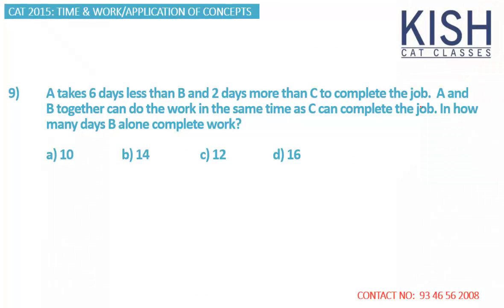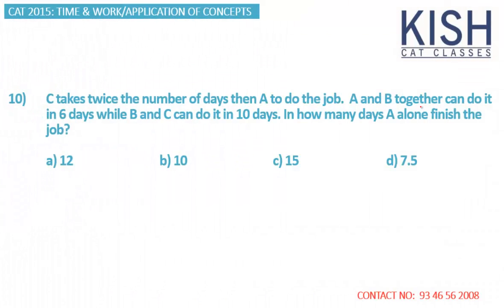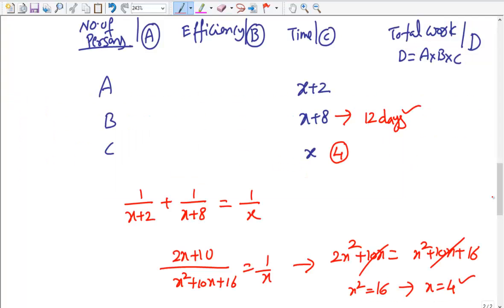Let's move to question number 10. C takes twice the number of days than A to do the job. A and B together can do it in 6 days, while B and C can do it in 10 days. In how many days can A alone finish the job? It must be quite simple because there is no trick here. It's a straightforward question.